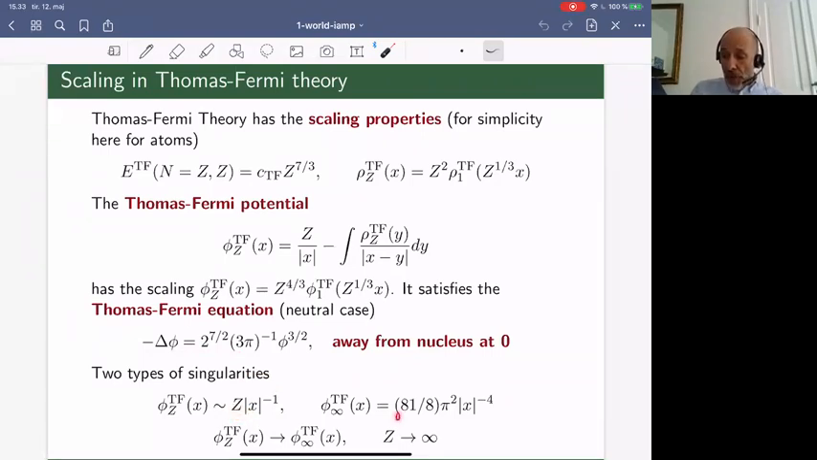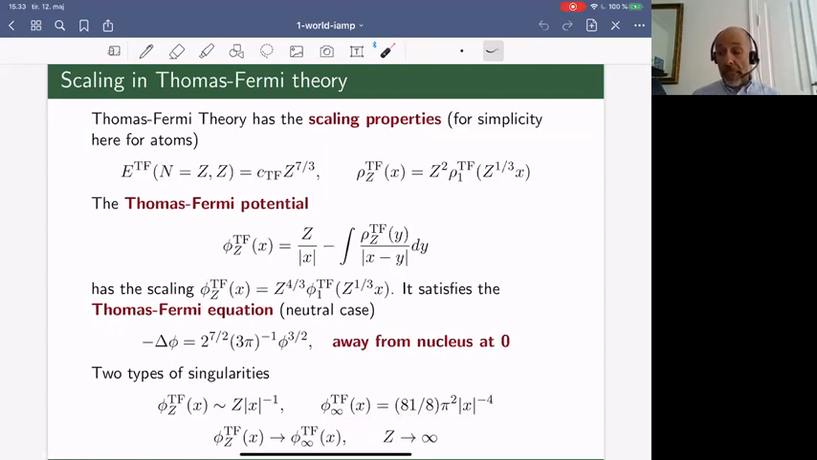And then there is what's called the strong singularity that goes like x to the -4. I call it phi TF infinity, because when you look at the solutions to the Euler-Lagrange equation, the minimizer for the Thomas-Fermi problem for the atom, then the potential for the atom will converge as z goes to infinity exactly to that function here that behaves like x to the -4.